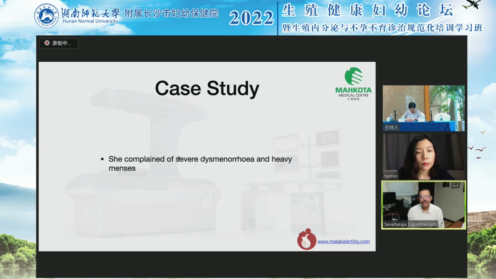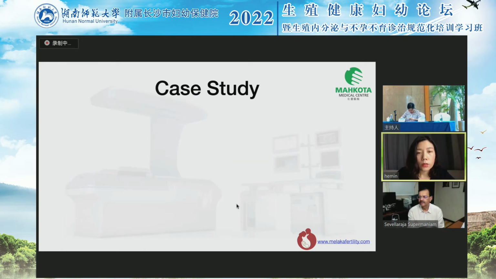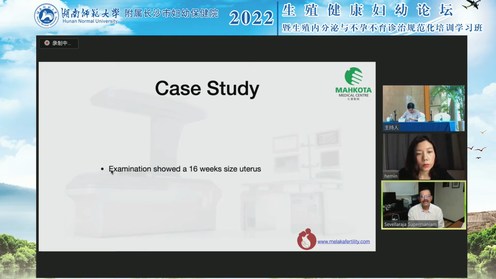Okay, when she saw me, she complained of severe dysmenorrhea and heavy menses. She was on tranexamic acid to control the bleeding. On examination, the uterus was a 16-week size uterus. On ultrasound, there was a large posterior adenomyosis, size 9.63 times 10.84 times 8.56 centimeters.